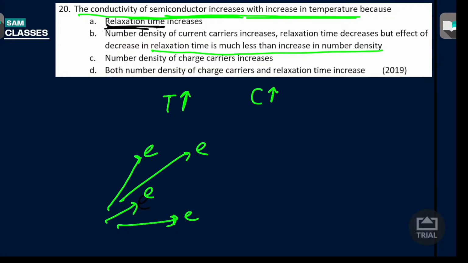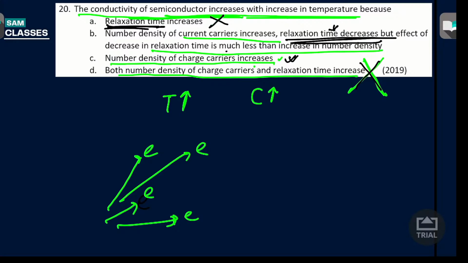Now next is number density of charge carriers. So the number density of charge carriers increases. It is telling here also. Now it is telling both number density of charge carriers and relaxation time increases. No. Nope. So if you see, we got to know relaxation time is decreasing. So this option gone, this option gone. Now number density is included here also and here also. So number density is increasing here also, and it is telling that the relaxation time is decreasing also. So which option, B or C, Nishat? Which option, B or C? Clear?